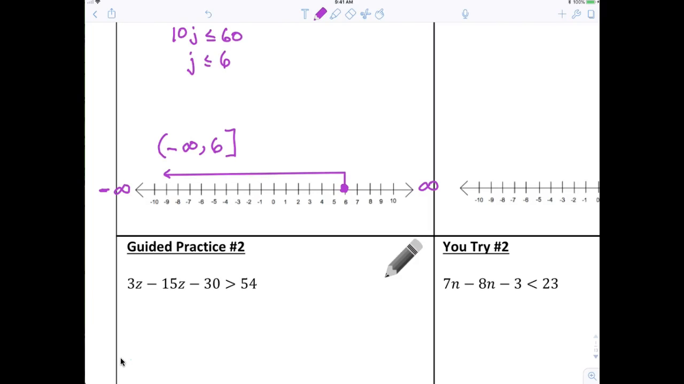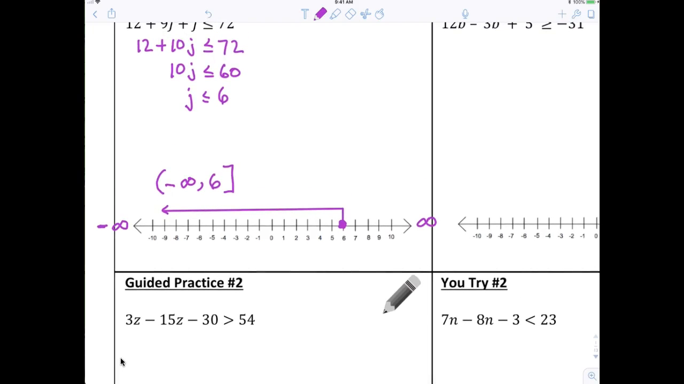I don't know. Are you having trouble with how I got 6, or are you not understanding negative infinity? These are the things I'm trying to help you get better at. You have to be able to talk to me. Tell me. Okay, that's a very good question.